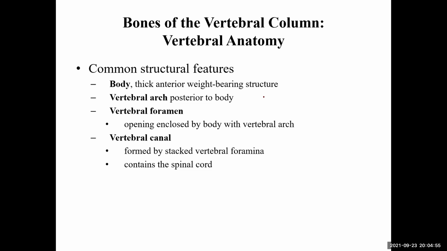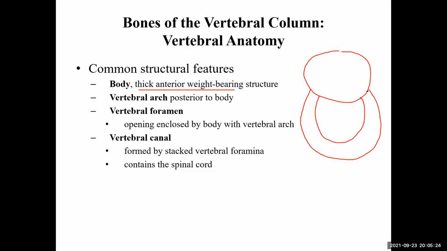So let's talk about a couple of these structures. All right, the body is going to predominantly be the weight-bearing structure. And I'll show you pictures of this in a moment. So off of the body, you're going to have these two sections of bone that come off either side. So here's the body, and then you'll have this bone that comes off. And you'll have this hole here where I'm putting the X. And that's called the vertebral foramen. And that's where your spinal cord is going to be.